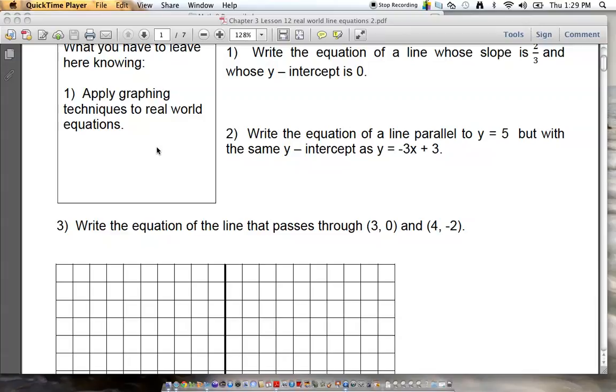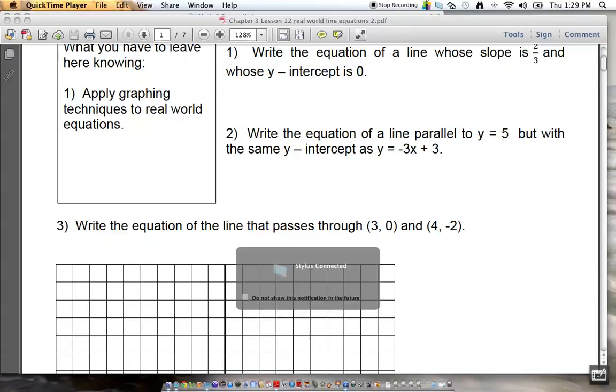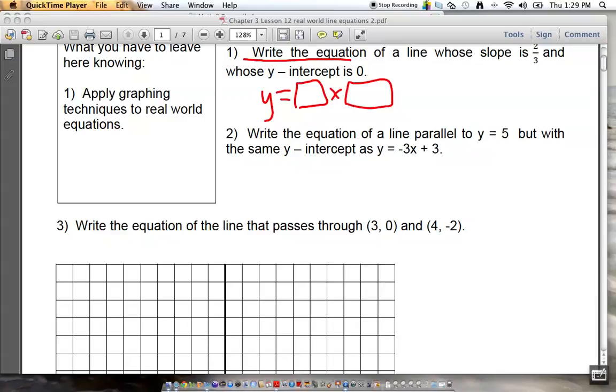Next, write the equation of a line whose slope is 2/3 and whose y-intercept is 0. As soon as it tells me to write the equation of a line, I'm thinking of y equals box x plus box. Now, in the first box goes what? Slope. What's the slope in this problem? 2/3. Good. What goes in the last box? The y-intercept. What is the y-intercept here? 0. So you could write plus 0, but normally we don't. So I just write y equals 2/3 x.